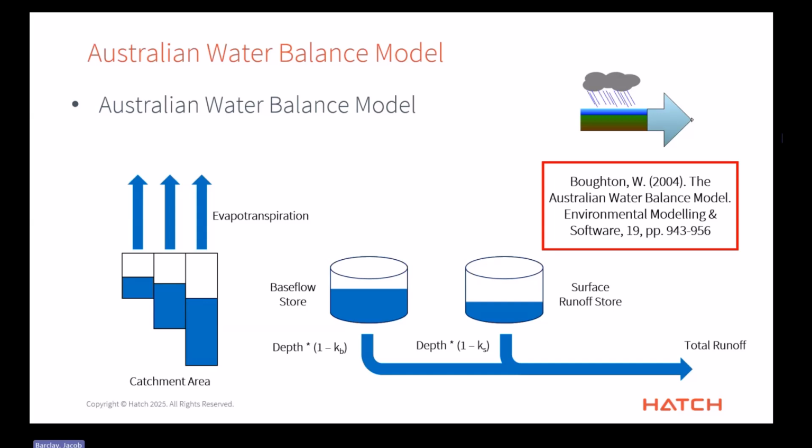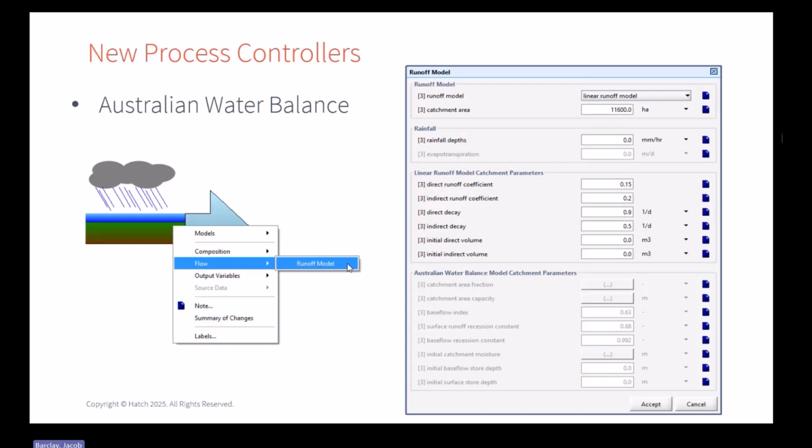And all of this is modeled based off of the Australian water balance model created by Boughton in the paper published in 2004. So you can go reference that paper if you want a little bit more details on what the model is actually doing. But let's take a look at how it's actually implemented in GPSX.